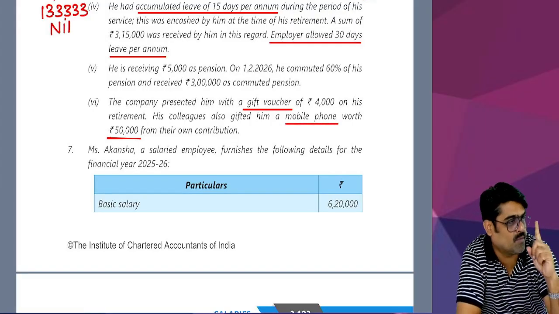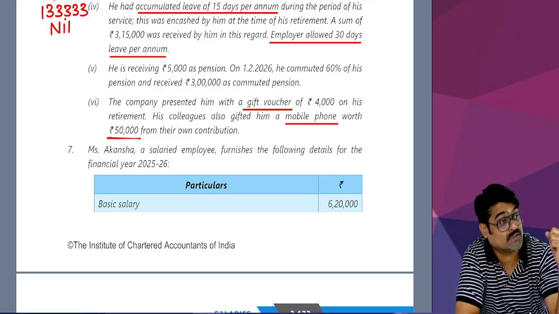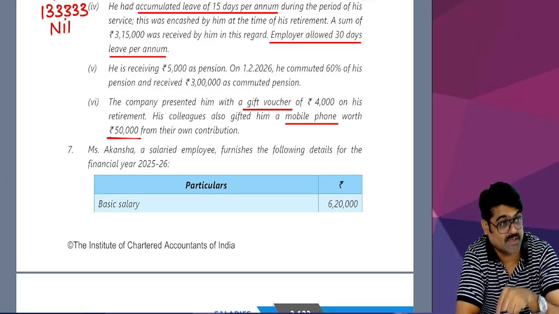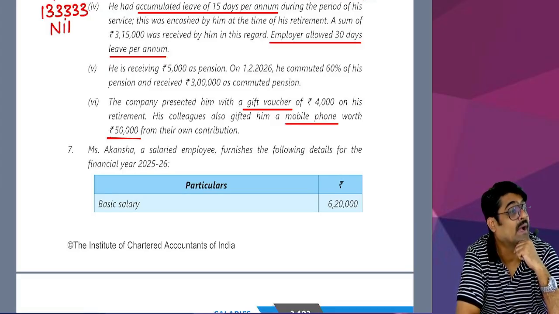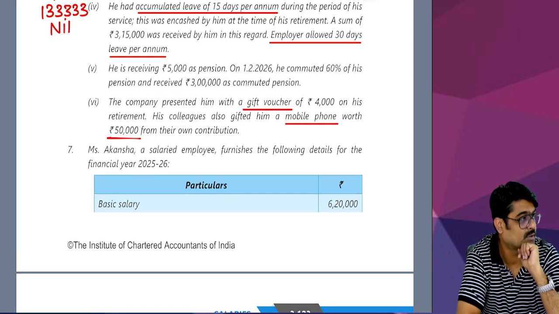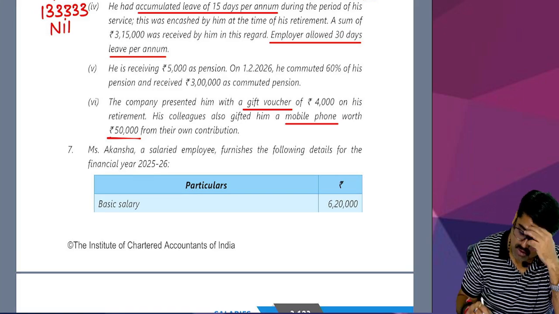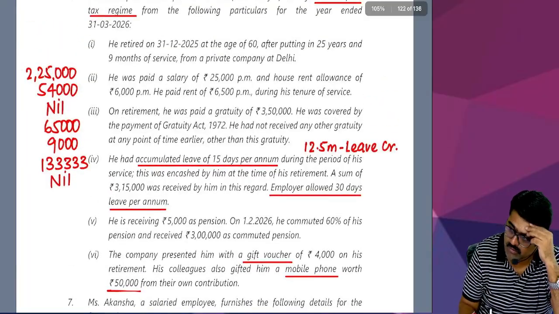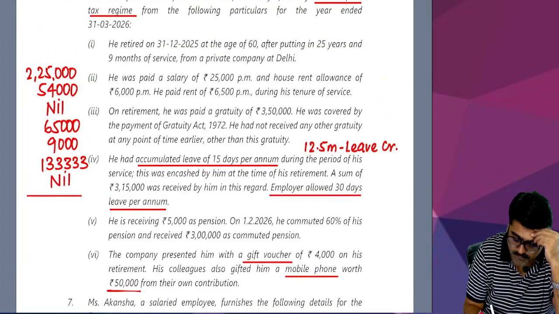Do you remember one note we have written in the last question? What note? Asset is not a specified asset, and value is also not more than 50,000. So this will not be taxable under the head IFOS also. Yes or no? So have you calculated all the amounts? Please do the total.